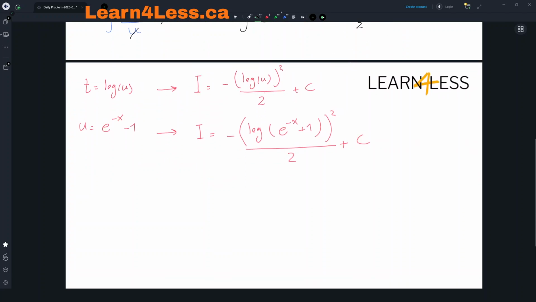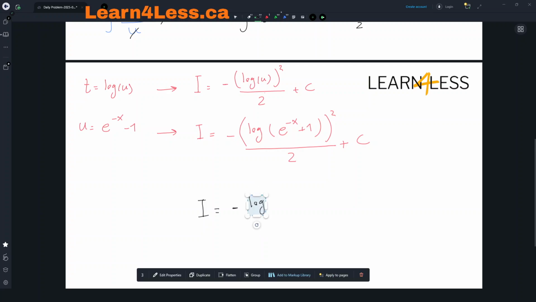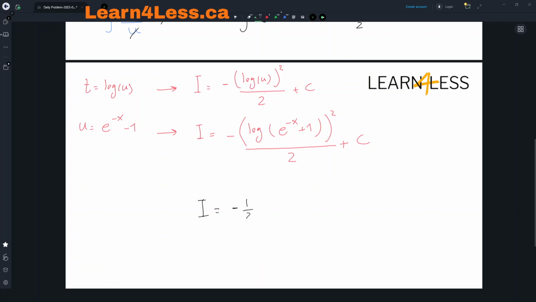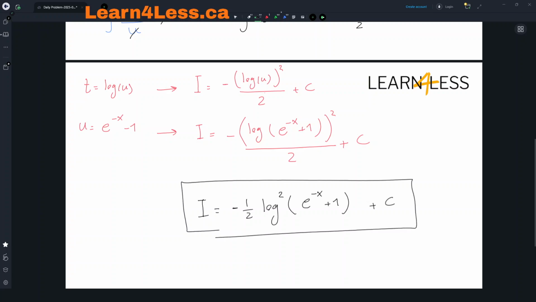To make it a little better looking, I would write it as negative one half log squared of e to the negative x plus 1, at the end plus c. I put the 2 here because it's log entirely squared, so it's less confusing. This would be the final integral or antiderivative of the function that we had.